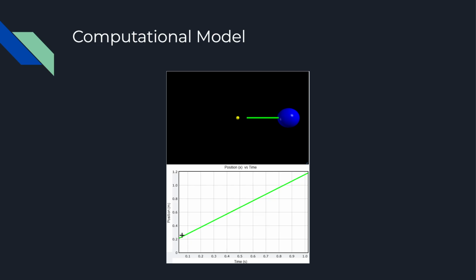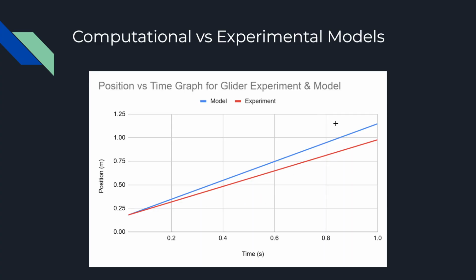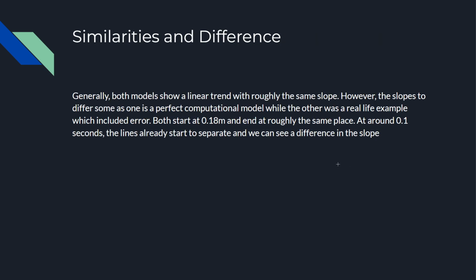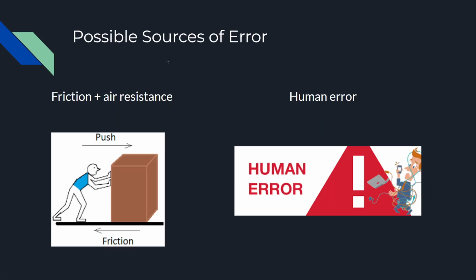It's a straight line because it was a perfect experiment, obviously. And then these are the two lines compared to each other. They're pretty close. They both show a linear trend with roughly the same slope. However, the slopes do begin to differ because one's the perfect computational model and one's a real life example. They both start at 0.18 meters and end at roughly the same place, but around 0.1 seconds the lines start to separate and we can see a difference in the slope.